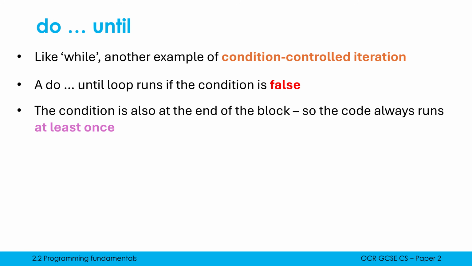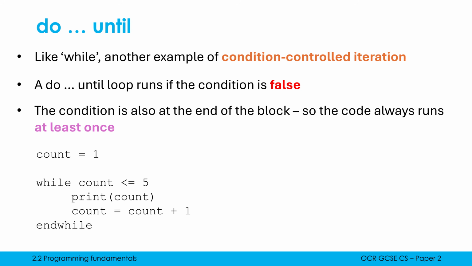And another big difference is that the condition is at the end of the block. So this means the code always runs at least once because the condition gets checked after it's run the code at least once. Whereas a while loop, the condition is at the front, so therefore it may not run at all. So we can look at this here.